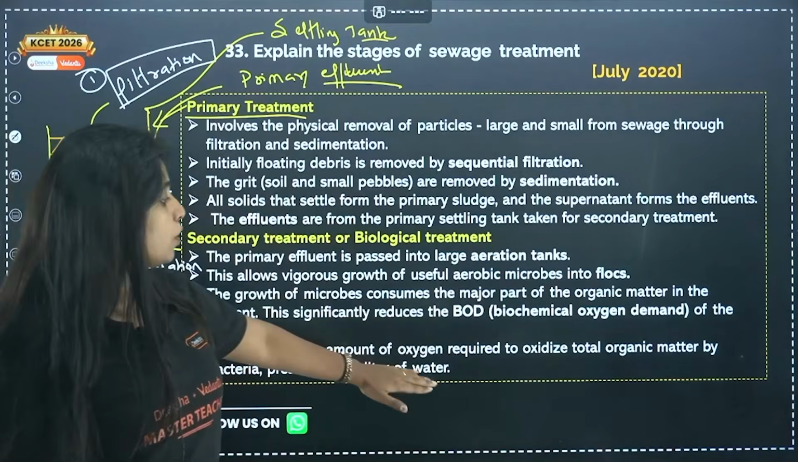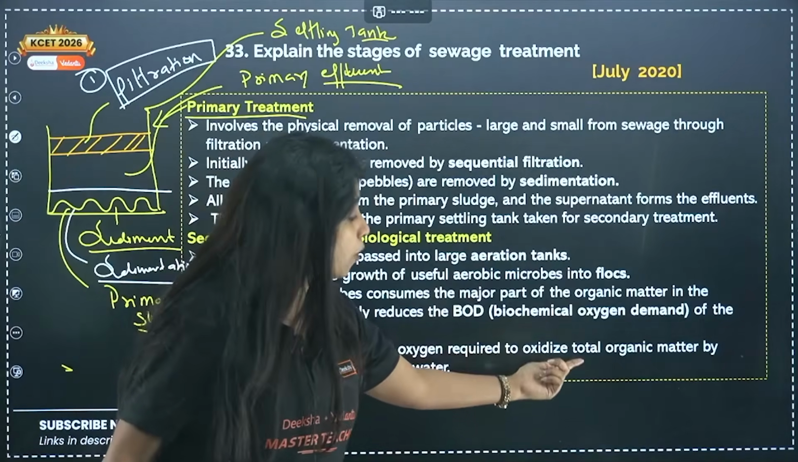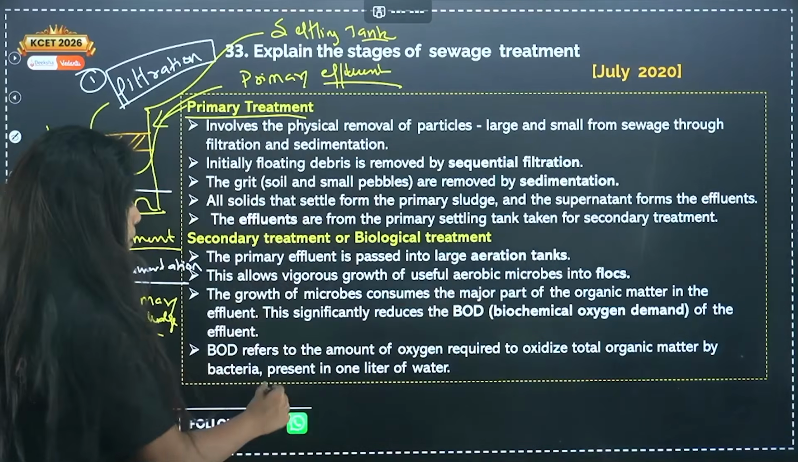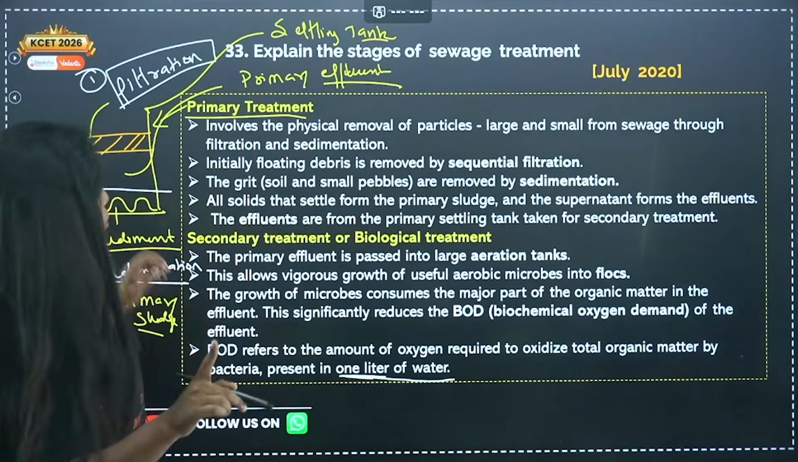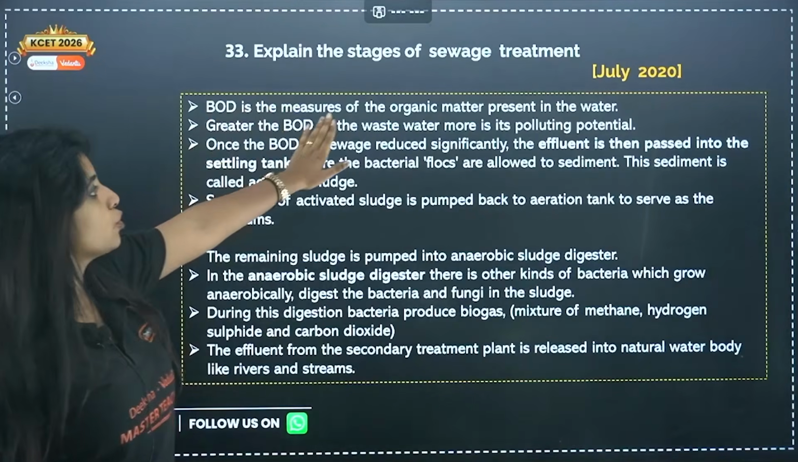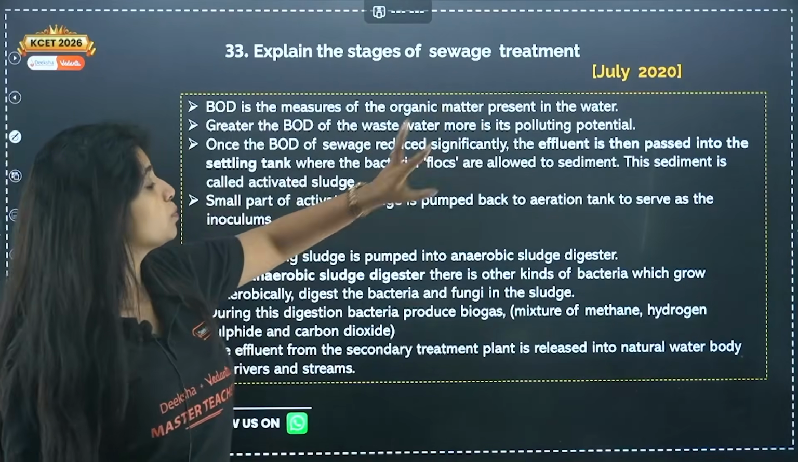BOD refers to the amount of oxygen required to oxidize total organic matter by bacteria present in 1 liter of water. This is also important. BOD is the measure of organic matter present in the water. Greater the BOD of wastewater, more is its polluting potential.